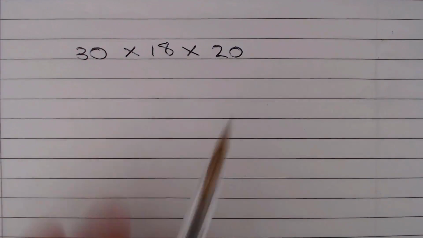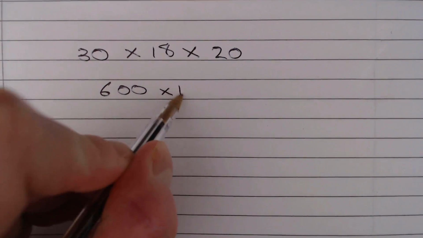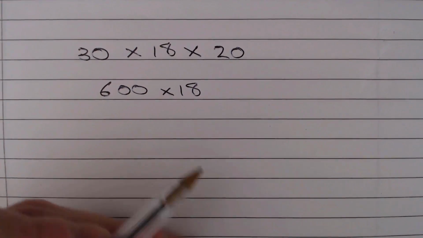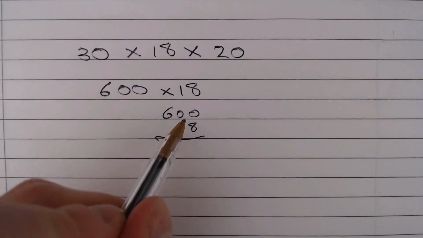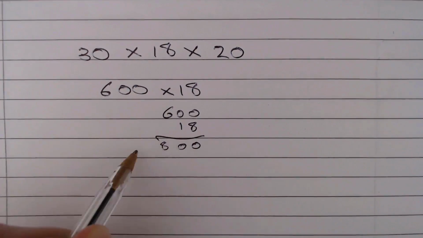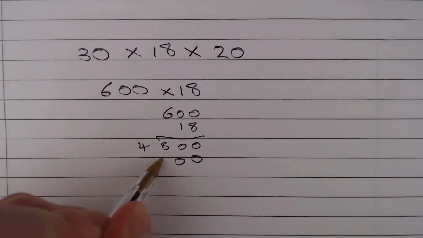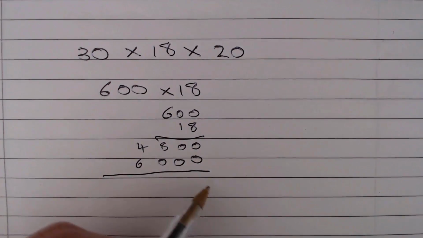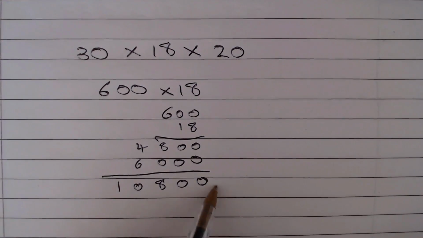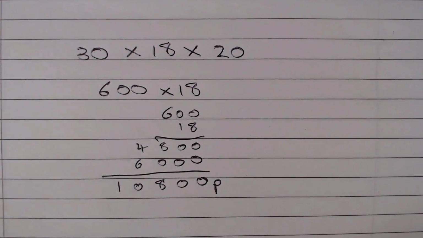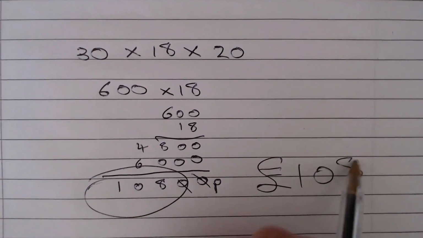Well, let's do 30 multiplied by 20 first. That gives us 600. So we have 600 multiplied by 18. So let's do this calculation. So we've got 618. Well, 8 6s are 48 with 2 zeros. And 1 6 is 6 with 3 zeros. And when we add all these together, we are going to get 10,800. But remember, this is in pence, so we need to divide this by 100 to get the answer 108. So the answer to this question is £108.